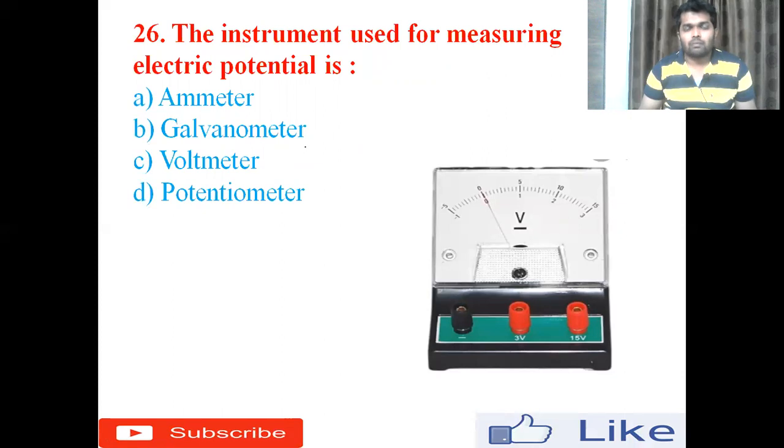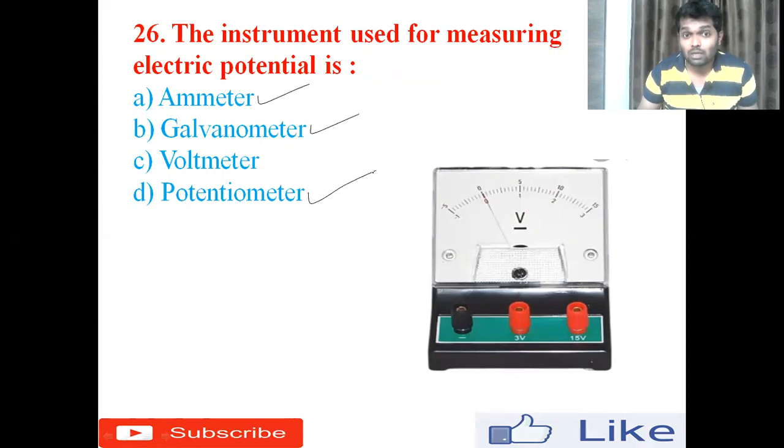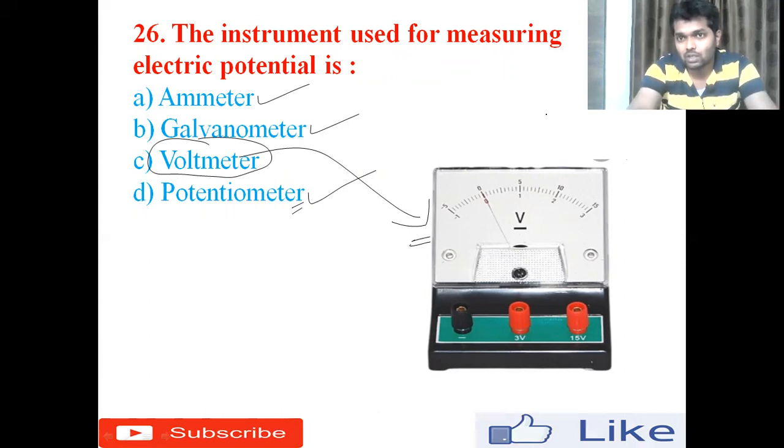26th one, the instrument used for measuring electric potential is. Option A, ammeter. Ammeter is used to measure the current in the circuit. Galvanometer will detect the current in the circuit, whether current is there or not. A potentiometer is basically used to measure the internal resistance of the cell or to compare the EMF of the given cells. Coming to option C, voltmeter, right? Voltmeter is an instrument used to measure the potential difference or voltage in the given circuit. This is the voltmeter image which I have attached here.